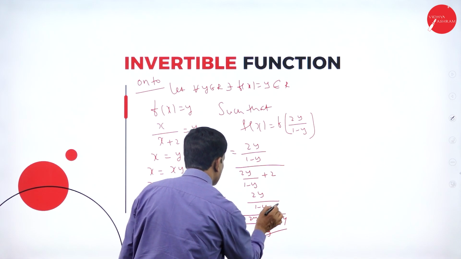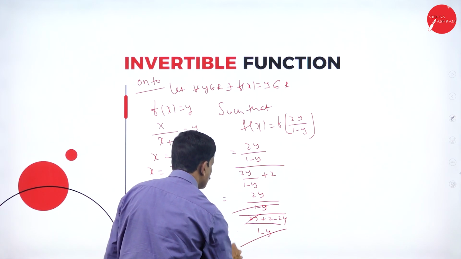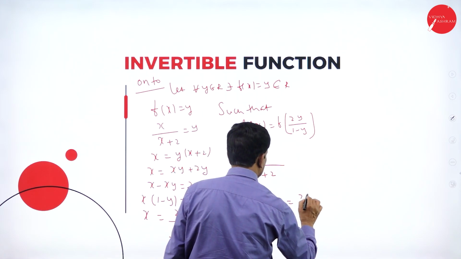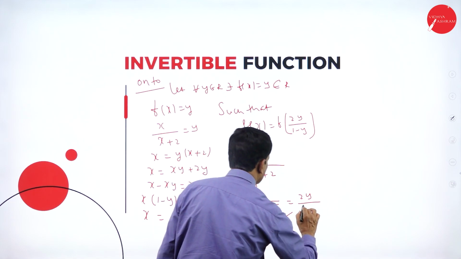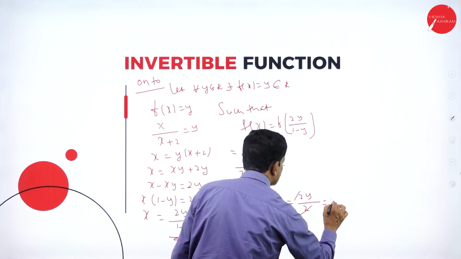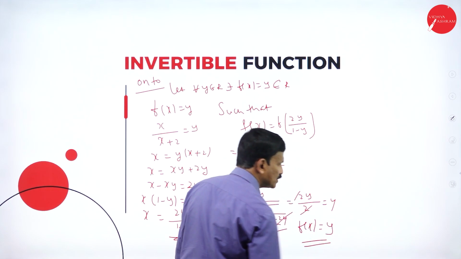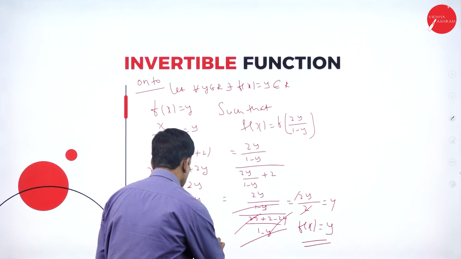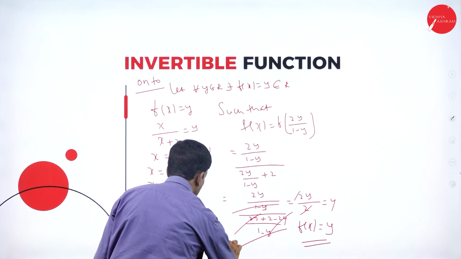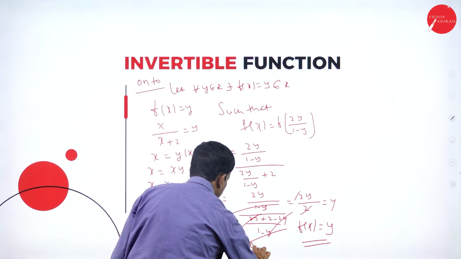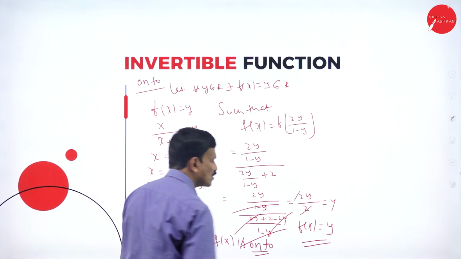So what happens? 1−y gets cancelled, plus 2y minus 2y gets cancelled. In the numerator, 2y divided by 2, the 2 gets cancelled. This is equal to y. So f(x) is equal to y. That means, what is the conclusion? Therefore, f(x) is an onto function. f(x) is onto.